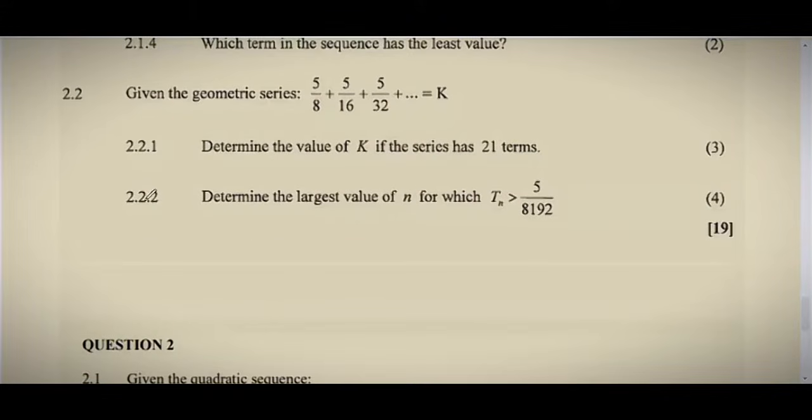So let's look at 2.2.2. It says determine the largest value of n for which Tn will be greater than 5 over 8,192.